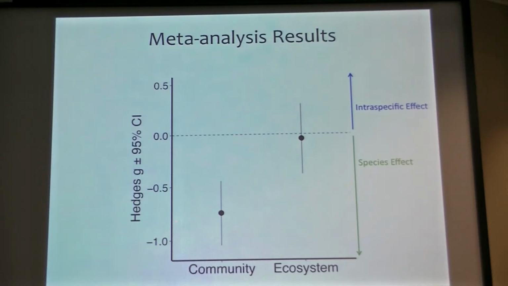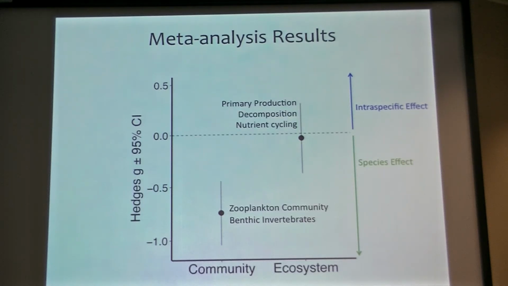For what we called community level response variables, we see stronger species effects. For what we called ecosystem level response variables, we actually see the intraspecific effects being of equal magnitude to the species effects. Okay? And here, for communities, we had things like zooplankton community, benthic invertebrate community. For intraspecific effects, we have things like primary production, decomposition, nutrient cycling. Those response variables seem to be strongly affected by intraspecific variation, okay?